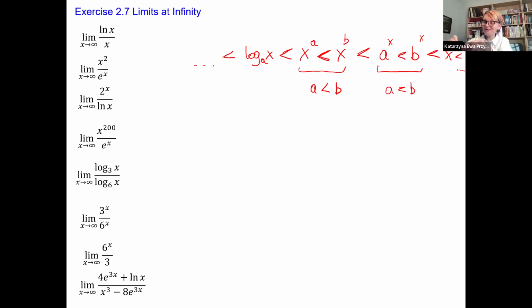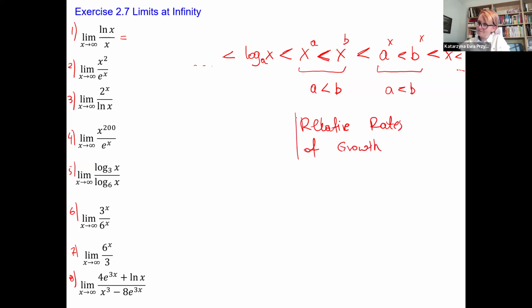Okay, can you tell me, looking at this really quickly, just by looking, and then we can finish the session. What about this one? Natural log of x over x. Which function grows faster? I think x, because x to the power, yes, x grows faster, the denominator is winning, 0.